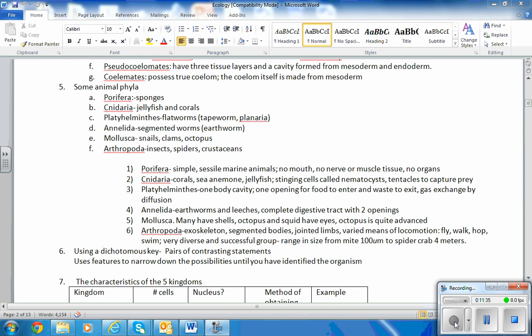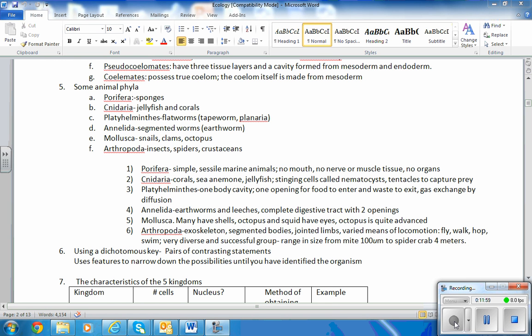And then Arthropoda, so these are going to have an exoskeleton, so they don't have a backbone. But they do have an exoskeleton because they're going to be smaller organisms. They're going to have segmented bodies, jointed limbs, varied means of locomotion. So some fly, some hop, some walk, some swim. So we've kind of talked about some examples of those.